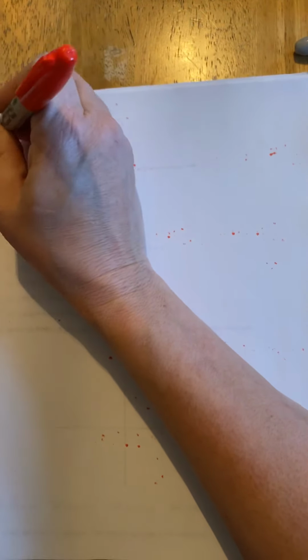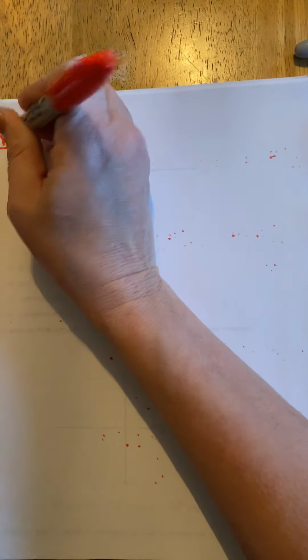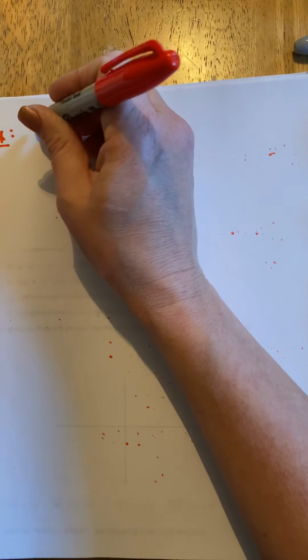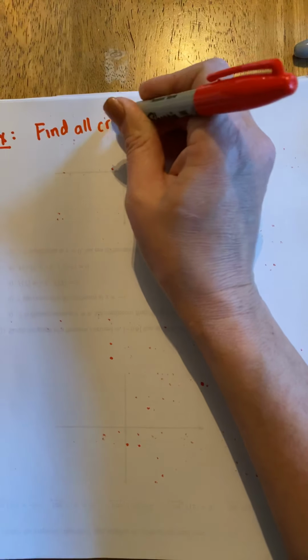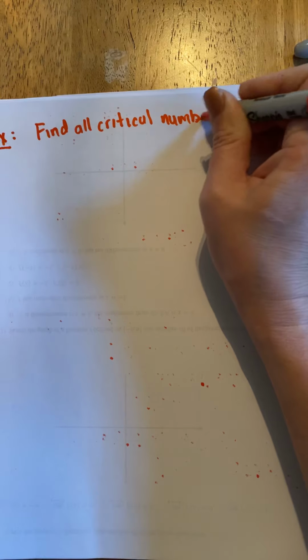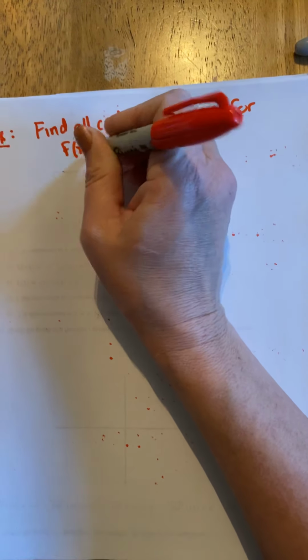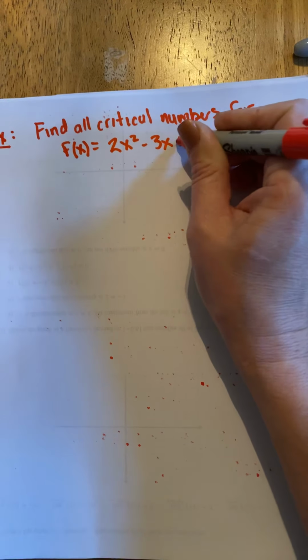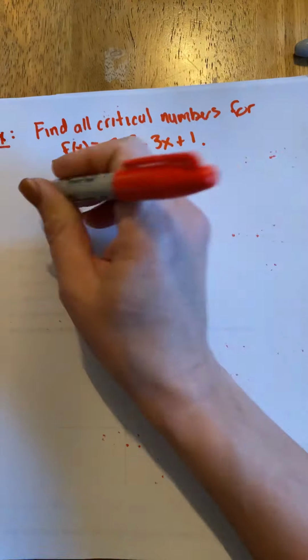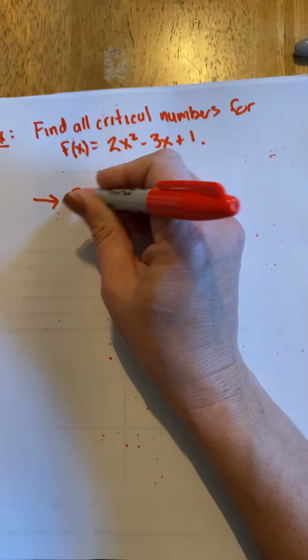So let's look at an example. We'll look at a pretty basic one. Let's look at the function: find all critical numbers for f of x equals 2x squared minus 3x plus 1. So to find a critical number, we take the derivative.